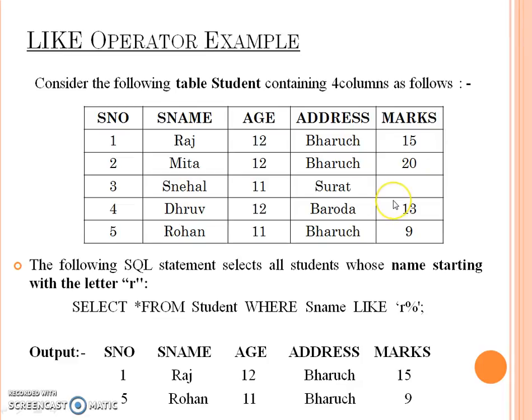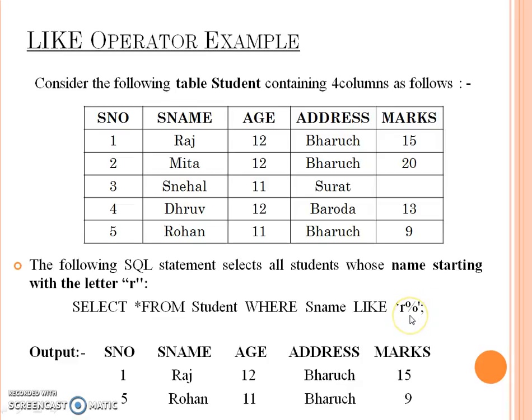Considering the same table of students for understanding the LIKE operator, if I have to find the names of all the students who are starting with R, my query would be: select star, that is, I want to list out all the details of those students, so select star from student where S name like 'R%'. The name should start with R and I am least concerned with all the other characters of the name.